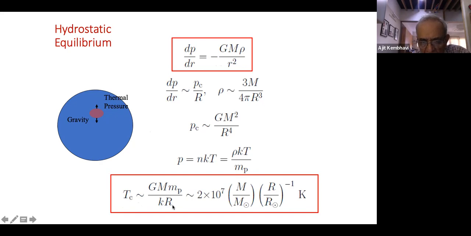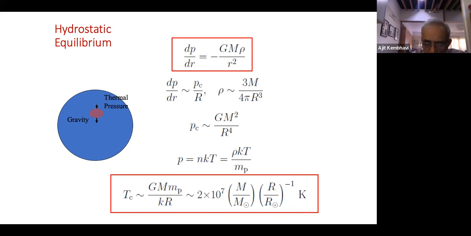So if I make these substitutions here, then I get the central temperature is GM mp by k by R. Okay, and if I take values corresponding to the sun, what I do is that the mass of the star is normalized by the mass of the sun and the radius by the radius of the sun. So therefore, I can write this by introducing numerical values as 2 into 10 to the 7 into M by M solar upon R by R solar to the -1 Kelvin. So it's amazing. So now if I take M is equal to M solar, R is equal to R solar, what do I get? That the temperature at the center of the sun is about 20 million Kelvin.